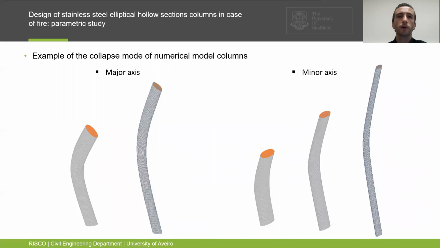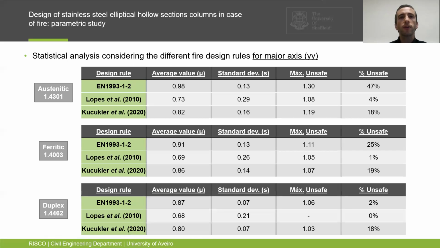Here are presented examples of different collapse modes for the analysis around the major axis and around the minor axis after completing the numerical analysis. For a detailed analysis of the obtained numerical results, a statistical evaluation of the methodology is here presented, following the three criteria of the validation procedure proposed by Kruppa. From the results presented in these tables, it is possible to conclude that when comparing the numerical results with the Eurocode 3 fire design rules, many of them are on the unsafe side, with a high percentage of unsafe results.